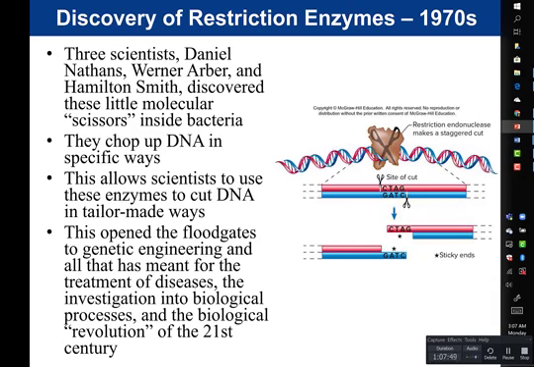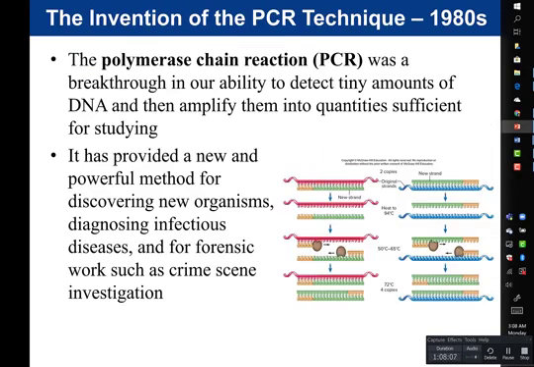And so this opened the floodgates to genetic engineering and basically has helped with the investigation into biological processes and the biological revolution of the 21st century. So this was a really big discovery. In the 1980s, we have polymerase chain reaction, so PCR. PCR was a breakthrough in our ability to detect tiny amounts of DNA and then amplify them into quantities that were sufficient for studying. So you can think of PCR as essentially the DNA Xerox machine.